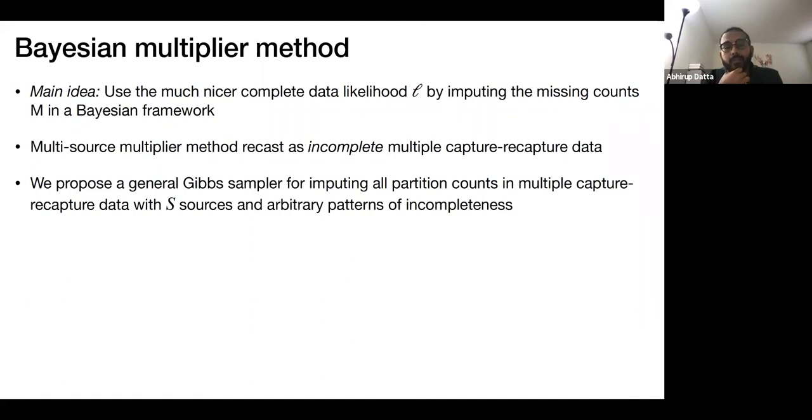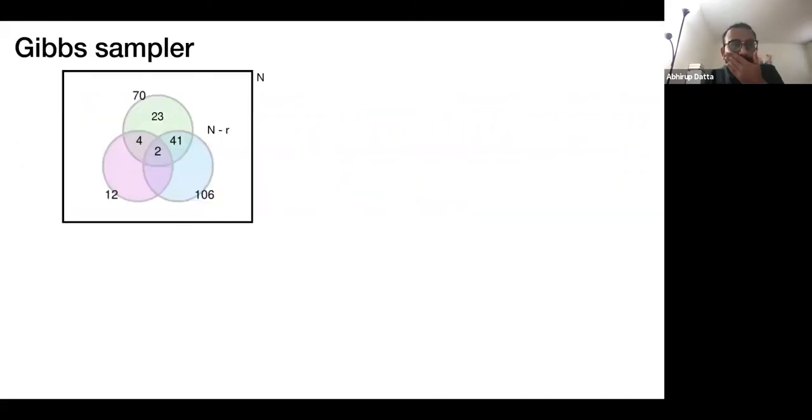Some of the complexities lie in implementation of this. We propose a general Gibbs sampler for imputing all the partition counts, and we allow for S sources which need not be just 3, and we also allow for arbitrary patterns of incompleteness. So I'll give a visual explanation of the Gibbs sampler. For S sources, it becomes very notation heavy, so I've tried to avoid that. And we'll just give an example using 3 sources.